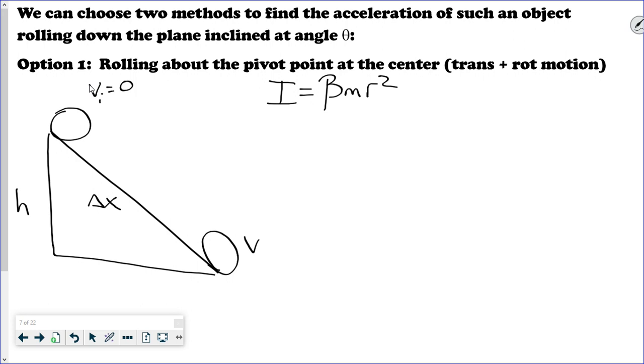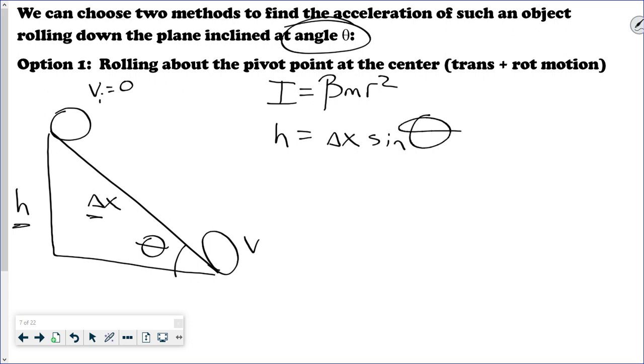Notice, we're given the angle of our inclined plane. So here's our theta. Based on that, there's a relationship between our height and our displacement. Specifically, the height of the ramp is just delta x times the sine of theta.